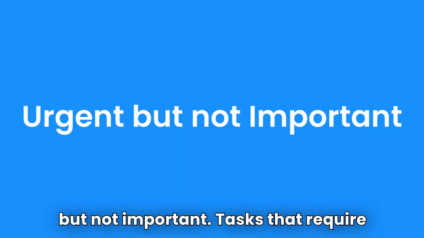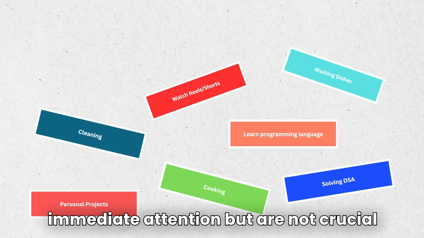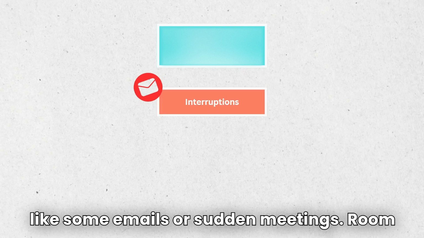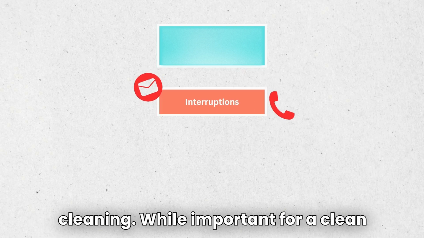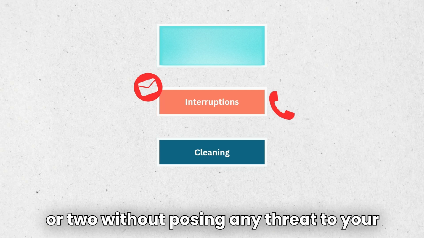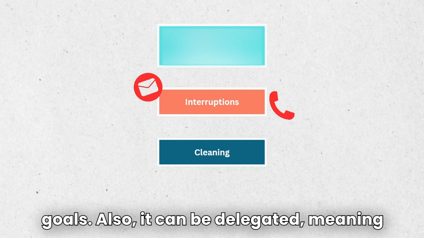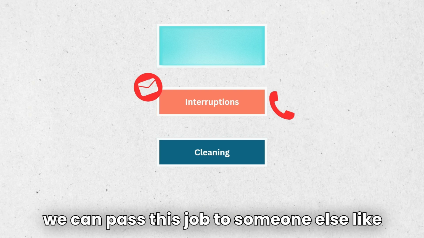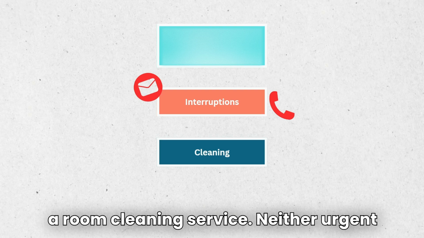Urgent but not important. Tasks that require immediate attention but are not crucial to your goals. For example, interruptions like some emails or sudden meetings. Room cleaning, while important for a clean environment, can be skipped for a day or 2 without posing any threat to your goals. Also, it can be delegated, meaning we can pass this job to someone else like a room cleaning service.